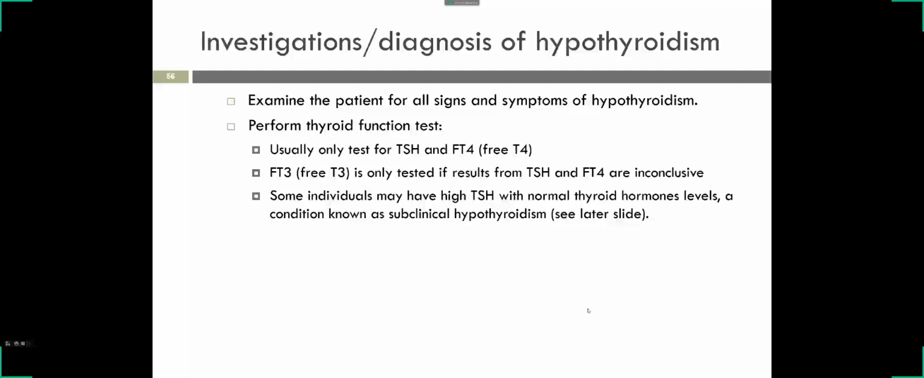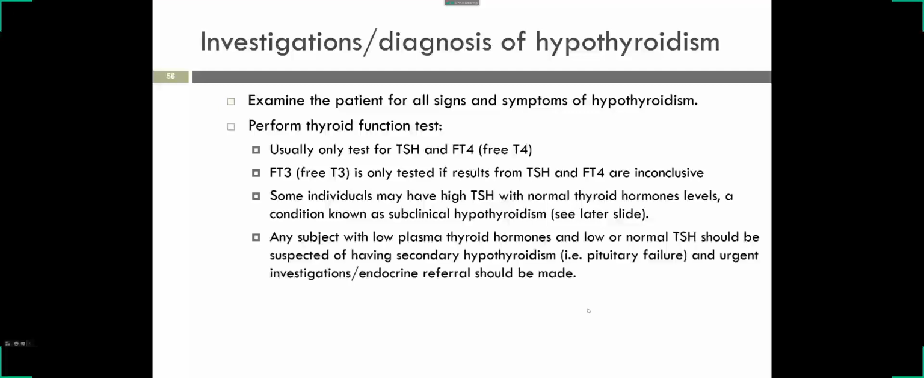Some individuals may have high TSH with normal thyroid hormone levels, and this is a condition known as subclinical hypothyroidism. Any subject with low plasma thyroid hormones and low or normal TSH should be suspected of having secondary hypothyroidism, and urgent investigations or endocrine referrals should be made.